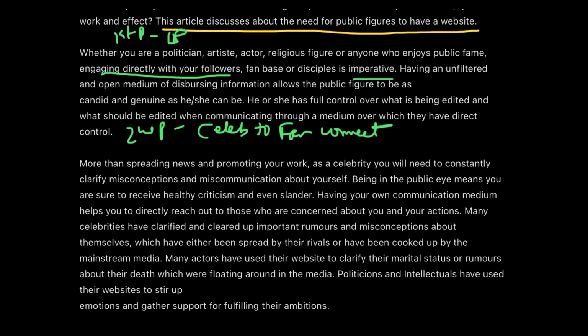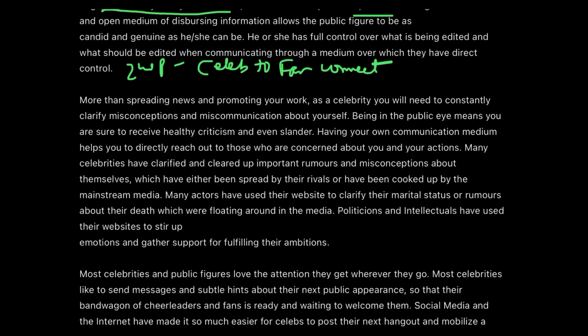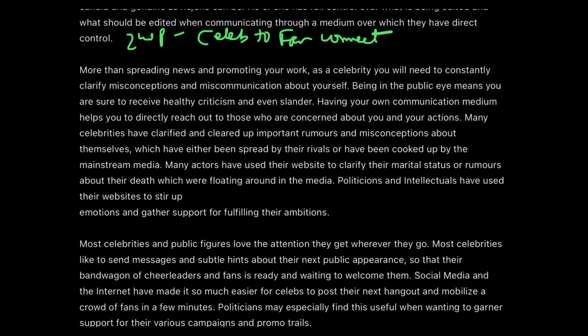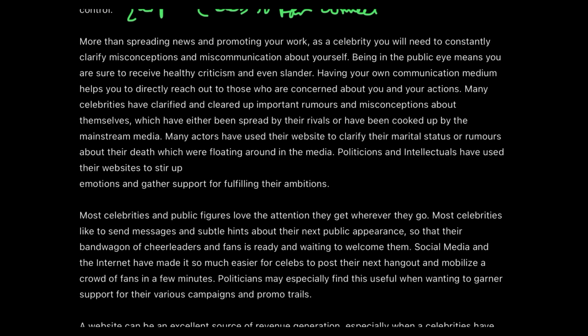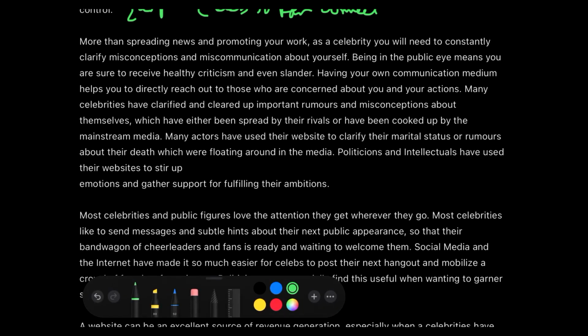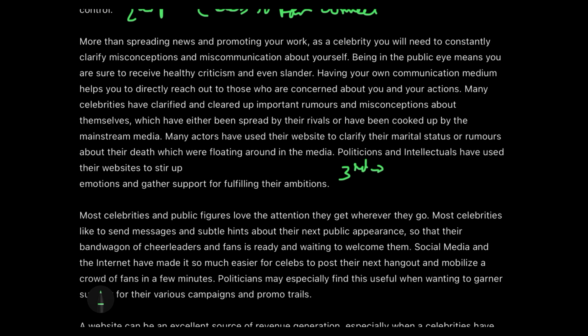In the next paragraph it says, more than spreading news and promoting your work as a celebrity, you will need to constantly clarify misconceptions and miscommunication about yourself. Okay, so this is the other use. So what do we understand here? We understand that this is the other use of having a website. What was the first use of having a website? The first use was to connect with our fans. Okay, that was the basic use. And in the third paragraph, we can see the second use, which is clearing misconception.